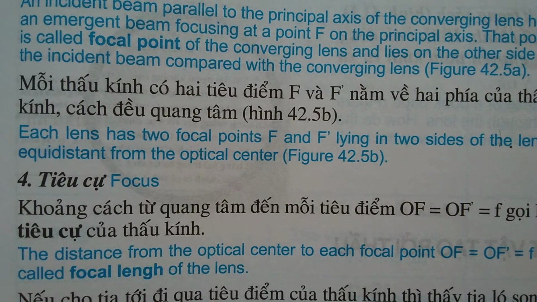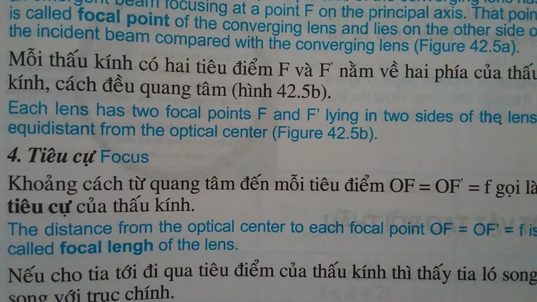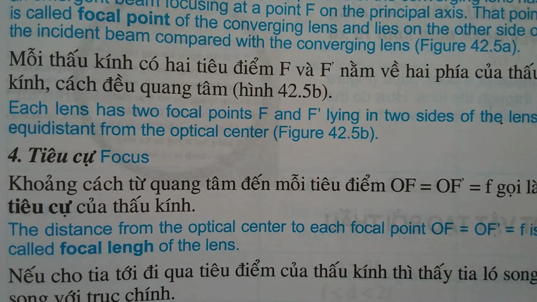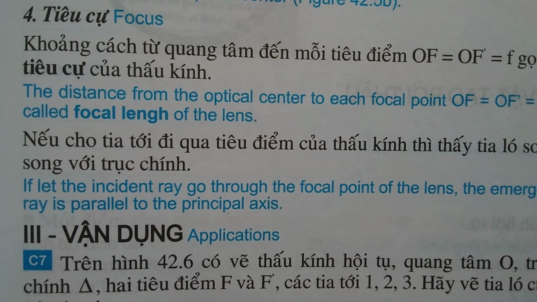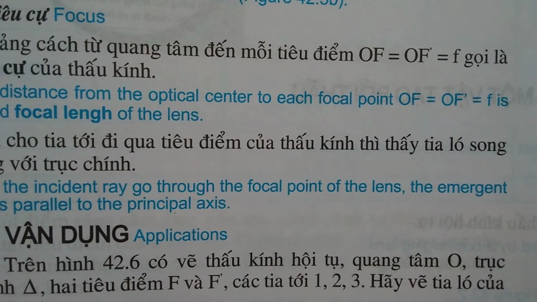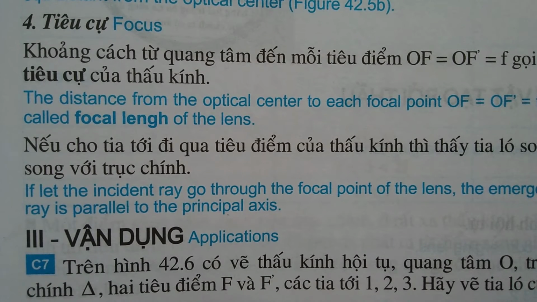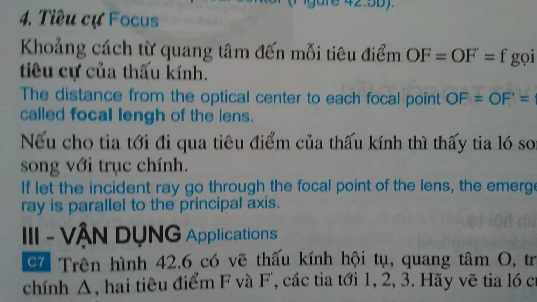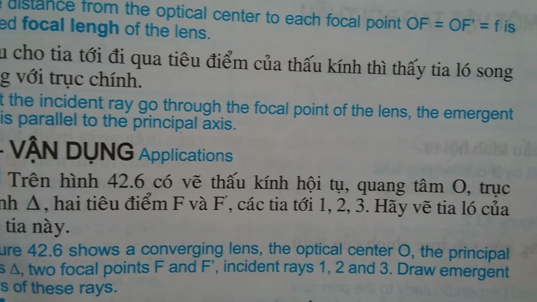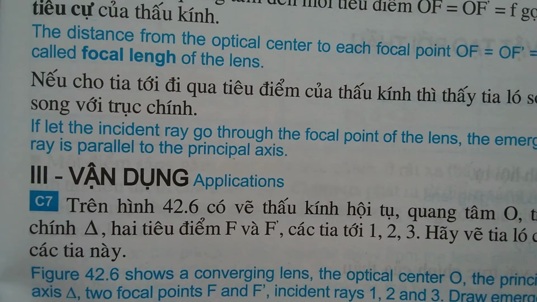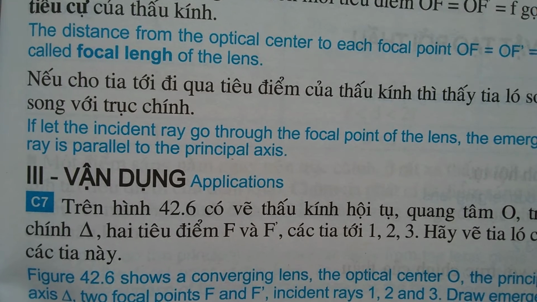Each lens has two focal points, F and F prime, lying on two sides of the lens, equidistant from the optical center O. The distance from the optical center to each focal point, OF equals OF prime equals f, is called the focal length of the lens. If the incident ray goes through the focal point of the lens, the emergent ray is parallel to the principal axis.